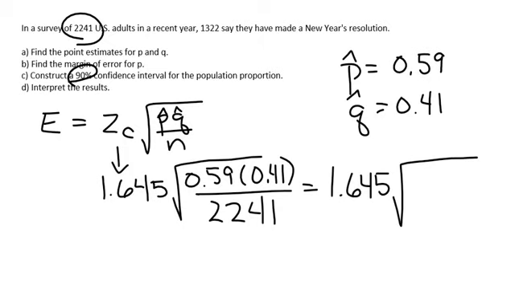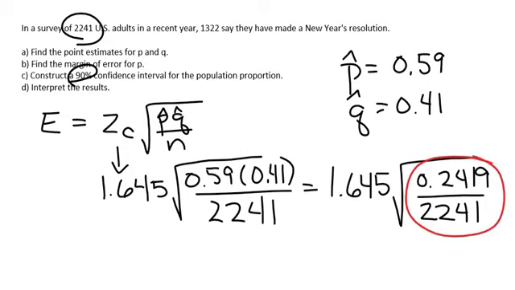0.59 times 0.41 is 0.2419. Now when I enter this calculation into my calculator, I get a very, very small number. So what I'm going to do is enter in the square root of 0.2419 divided by 2241 all into my calculator at the same time.